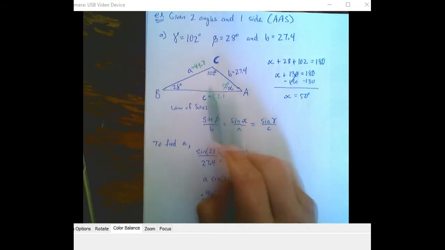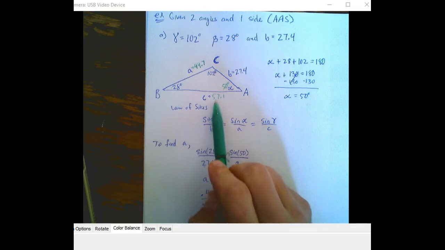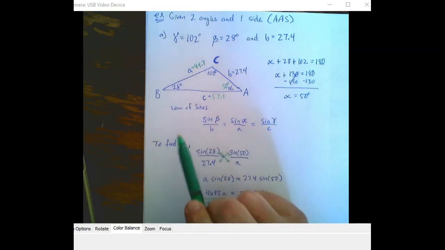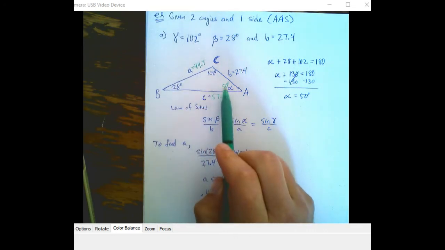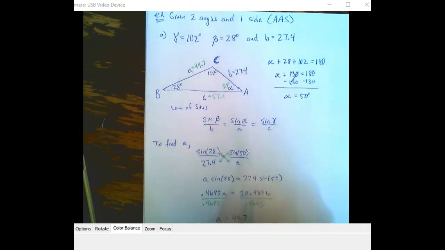And all of these values make sense, right? Because the biggest side should always be across from the biggest angle here. So 102 is here. The 57.1 is the largest side. The smallest angle is 28. It's across from the smallest side, 27.4. Okay? So you can see that the law of sines is pretty simple.